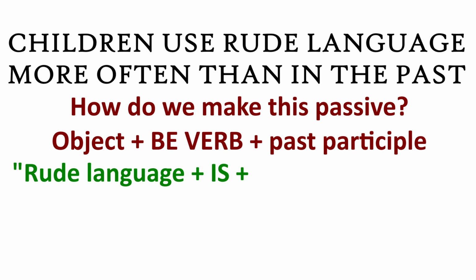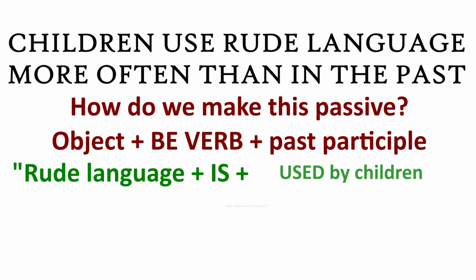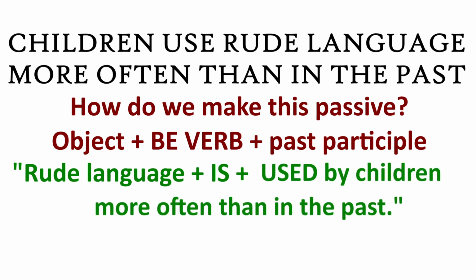Next, the verb you will choose will be past participle. A past participle is like call, called, called. The third one is past participle, or eat, ate, eaten. Eaten is the past participle. So in a passive voice, you will use the past participle after the be verb. So we can see we have use, so it's use, use, used. So you will say rude language is used by children more often than in the past.